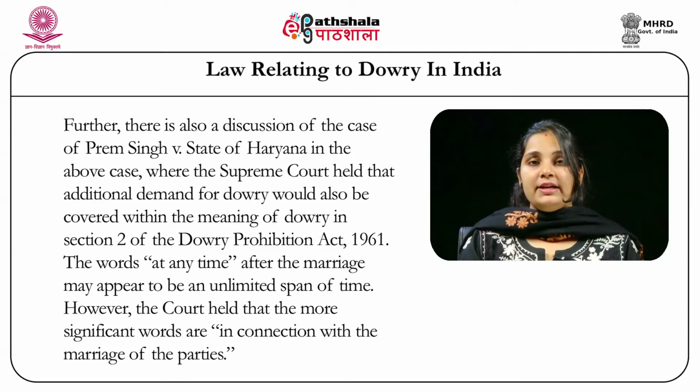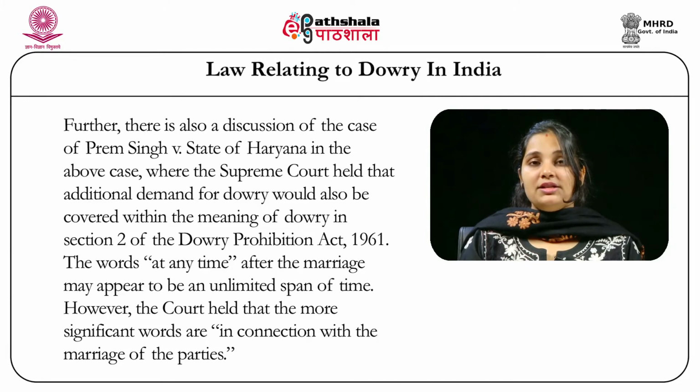But the idea is whether we can keep on punishing an individual for demanding dowry for the entire lifespan of the woman concerned, or is there any limitation in terms of the duration? For instance, when we talk of dowry death under section 304B of the Indian Penal Code, the span of 7 years is relevant.